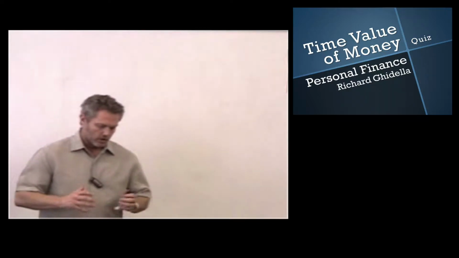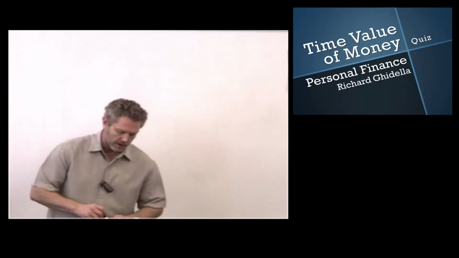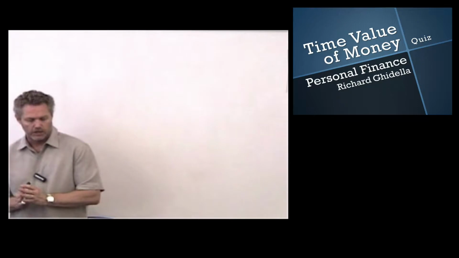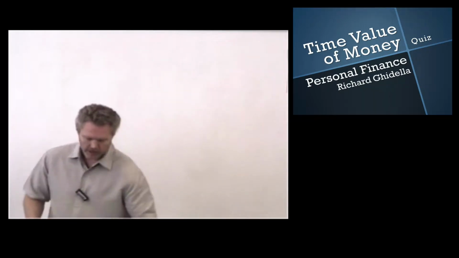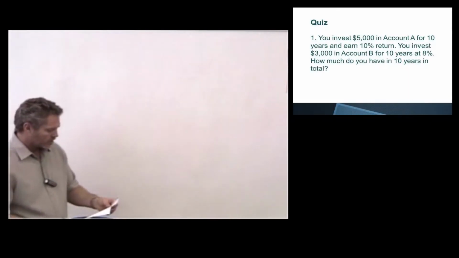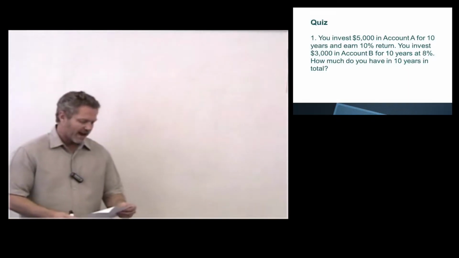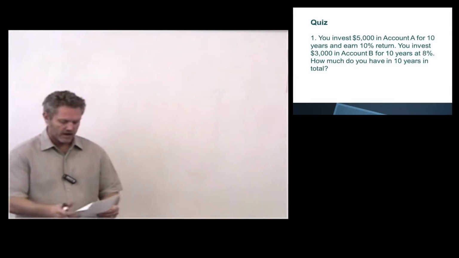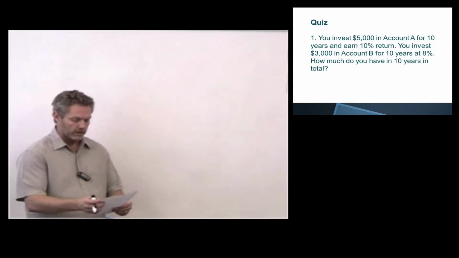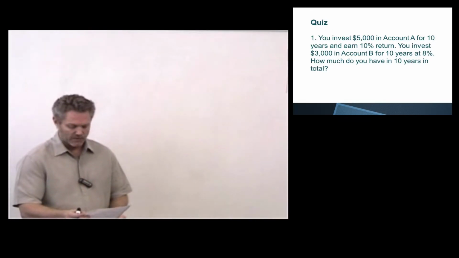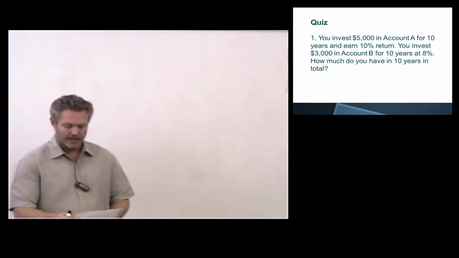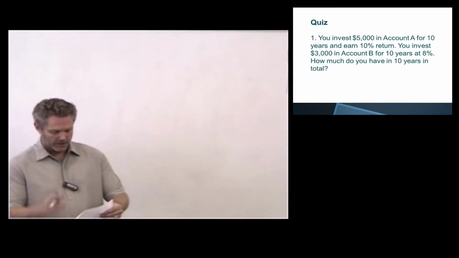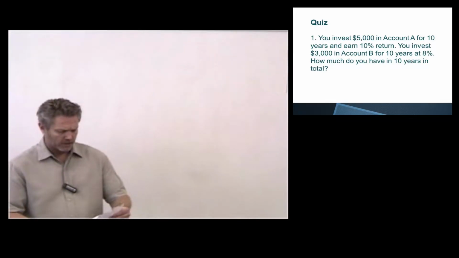Now we're going to go over the quiz that was on page 14 in your supplemental materials and how we go about calculating these. Question number 1. You invest $5,000 in account A for 10 years and earn a 10% rate of return. You invest $3,000 in account B for 10 years at 8%. How much do you have in total?